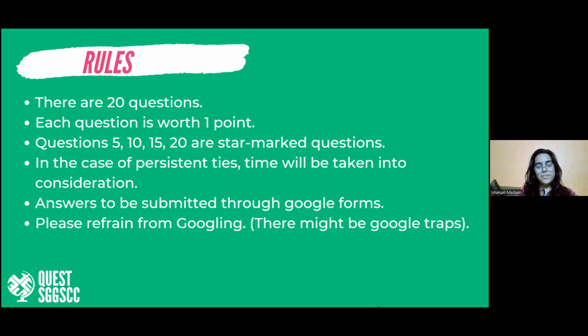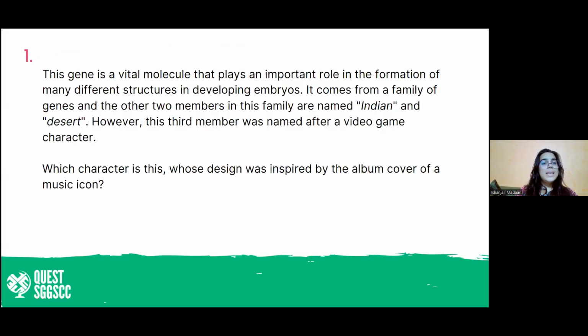Moving ahead to the very first question. This gene is a vital molecule that plays an important role in the formation of many different structures in developing embryos. It comes from a family of genes, and the other two members in this family are named Indian and Desert, respectively. However, this third member was named after a video game character. Which character is this, whose design was inspired by the album cover of a music icon?